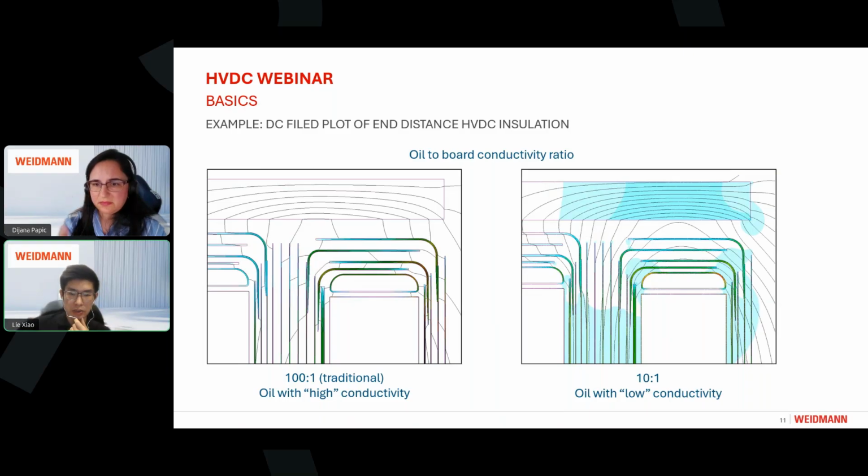While the DC situation is resistive, that is dictated by the conductivity of the material. So we can see the ratio of the conductivity from oil to pressboard is 100 to 1 traditionally. So that means the field stress shifts away from the oil and concentrates within the pressboard and the barriers. So next page, please.